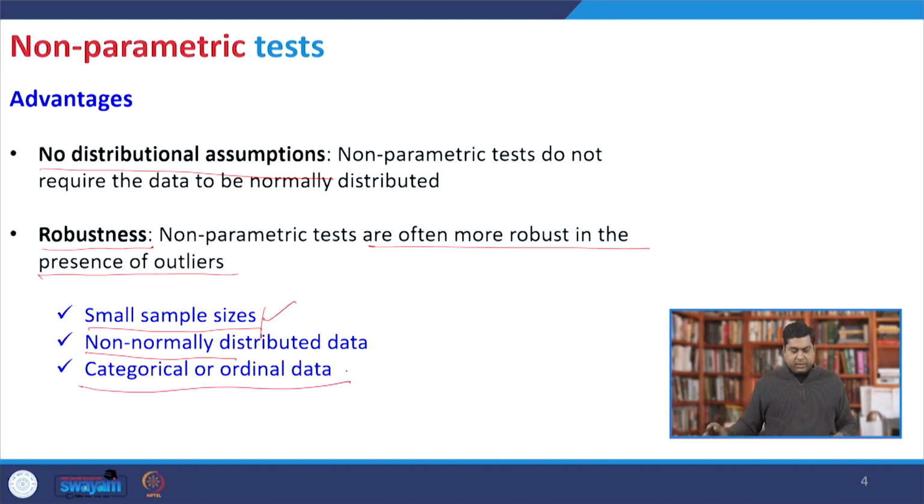And as already mentioned in an earlier slide as well, for categorical data like nominal data or ordinal data, where the data represents some sort of order, we can simply go ahead with the non-parametric test.